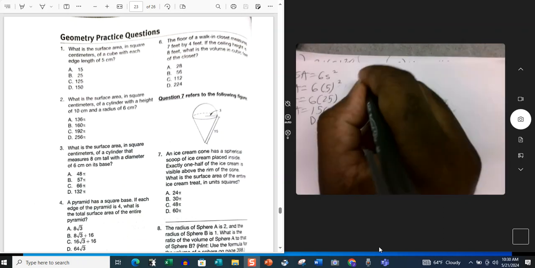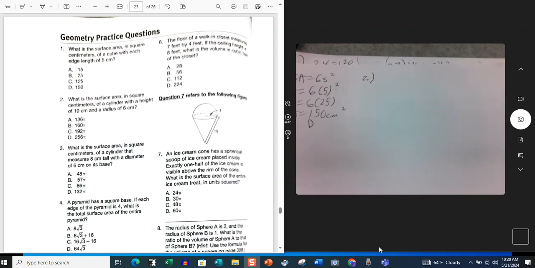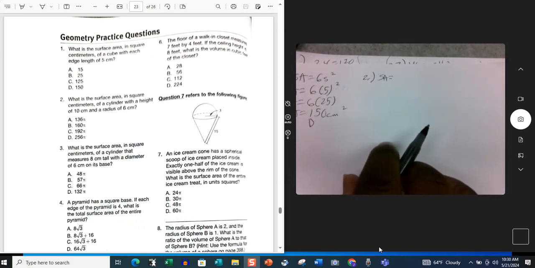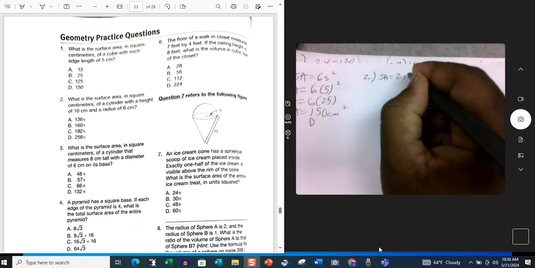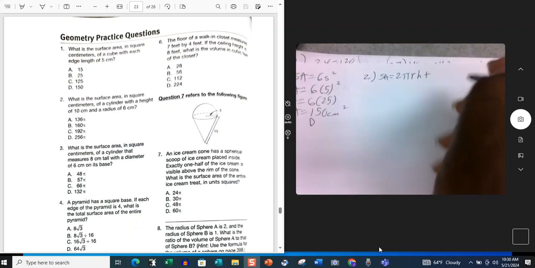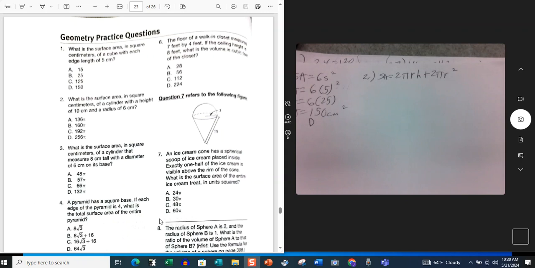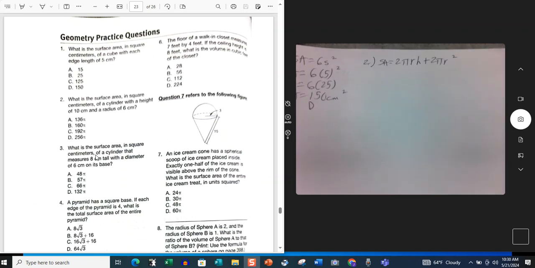Now we go on to problem number 2. It says, what is the surface area in square centimeters of a cylinder with a height of 10 centimeters and a radius of 6 centimeters? Now, the surface area of a cylinder is this formula here, and is located on page 404. The surface area is 2 times pi times the radius times height plus 2 times pi radius squared. If you notice here with these answers, they have pi in the answer. So we would not make pi 3.14. We will leave pi in the answer.